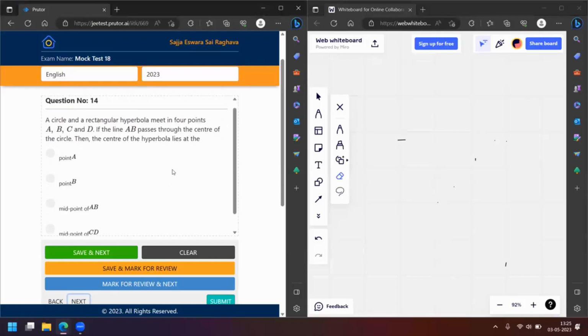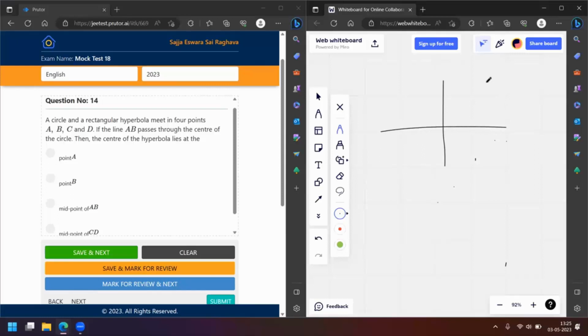We are given a circle and a rectangular hyperbola. If the line AB passes through the center of the circle, then this is again a general problem. We can solve a general problem as a specific problem, like with a specific condition. Here nothing is given about it, just a rectangular hyperbola, which is generally of the form xy equal to c square. You can assume the hyperbola as xy is equal to 6.